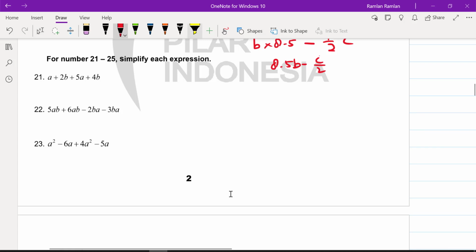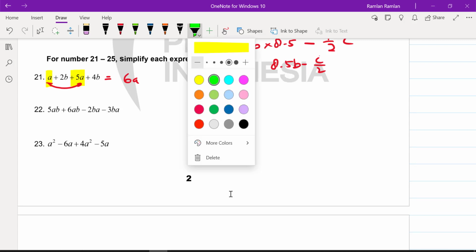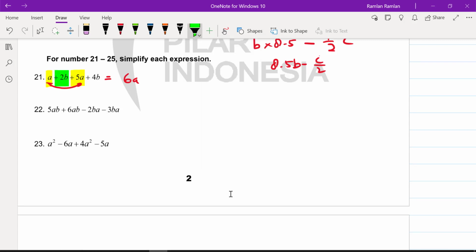Okay, so in here for number 21, we have a plus 2b plus 5a plus 4b. Now the first thing you see is that we need to find like terms. So this guy is going to be like term with this guy because it has the same exact variable, which is a, right? So we can add those two. So a plus 5a, that'll be 6a. And then the b in here, we also have like terms. So this guy here is going to be the like term with this one, right? So 2b plus 4b, and that'll be equals to 6b. Don't forget, this is like addition, right? So it's going to be like this.